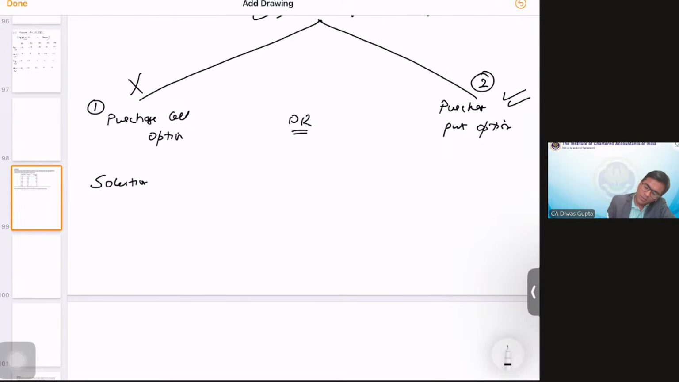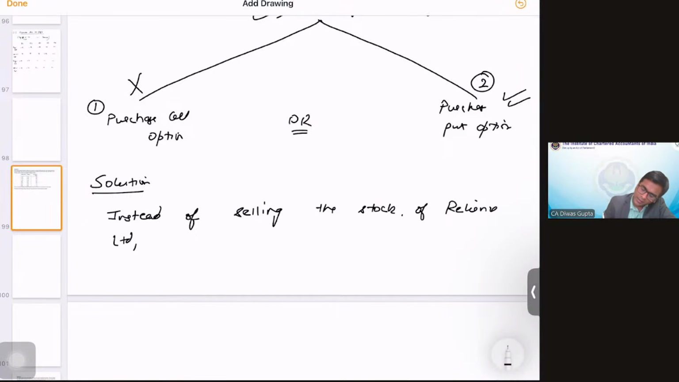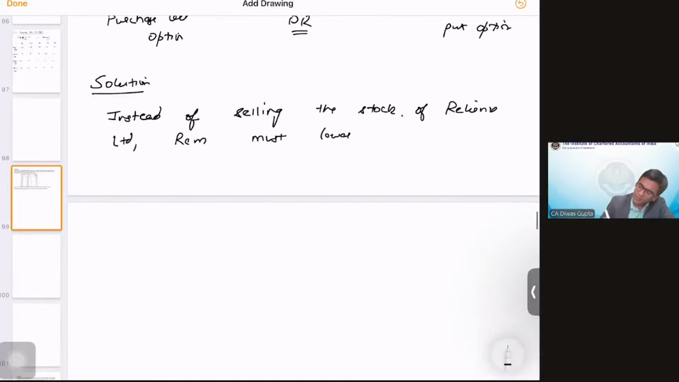Solution. Instead of selling the stock of Reliance Limited, Ram must lower his risk by buying a put option.